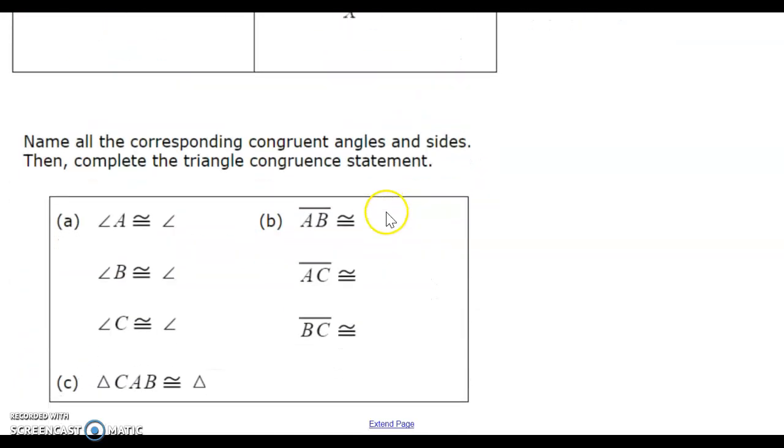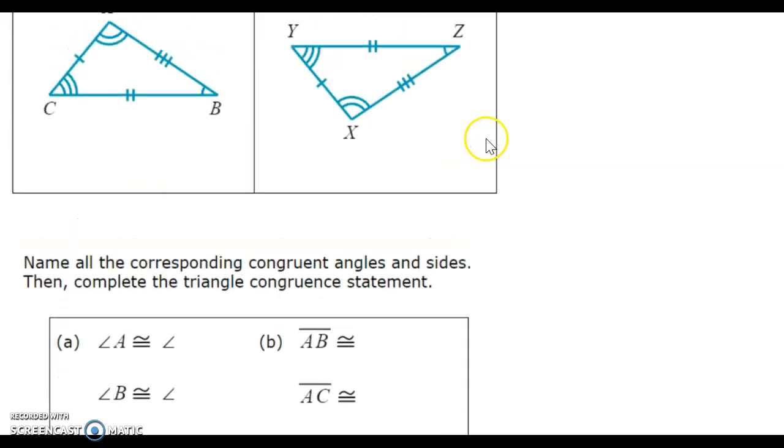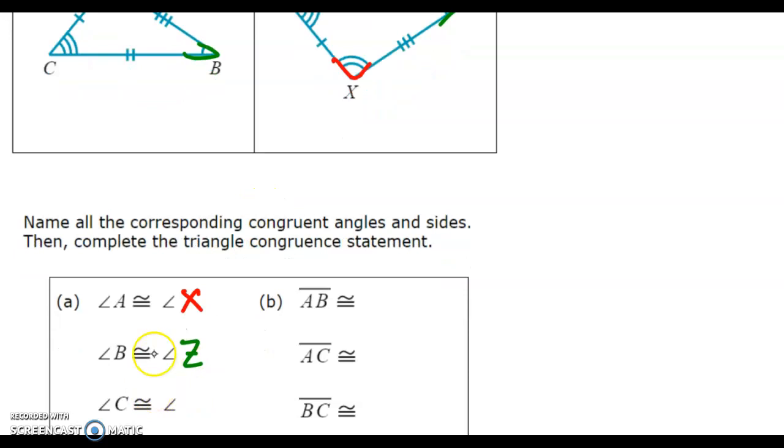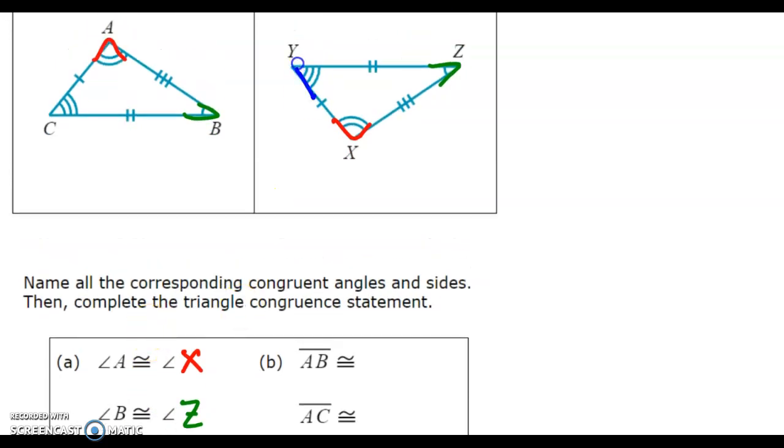So then you're just going to go through practicing naming them. So name the corresponding parts. Okay, so if we're looking at the angles first for part A, angle A matches with those two angle arcs with angle X. So that's going to be corresponding to angle X. Angle B matches with the one congruency mark with angle Z. And then angle C has those three arcs matching up with angle Y.